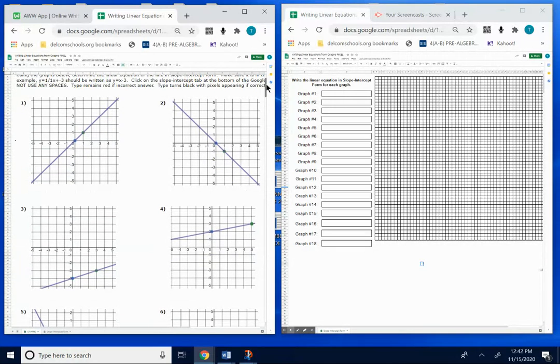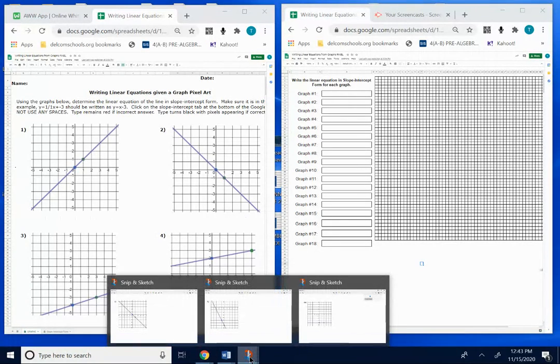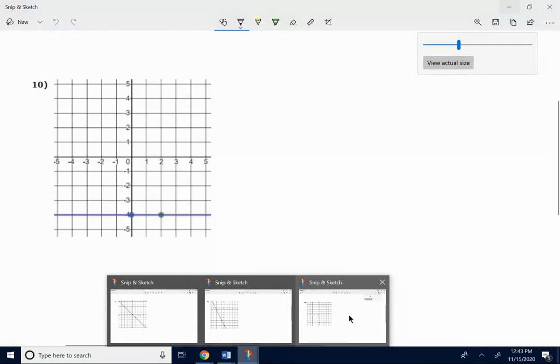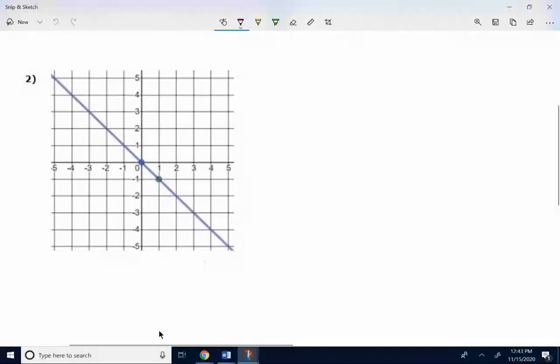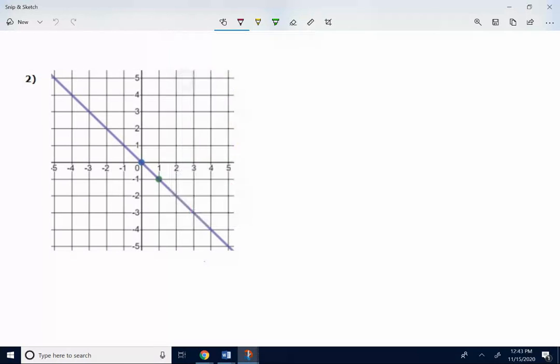Let's do three of these together because I know that these were giving you guys a little bit of trouble earlier. Okay, we can do this. Ask me if you have questions, but we'll do three together. Let's do 2, 5, and 10. Okay, let's look at problem 2. Okay, notice the graph, and we're going to come up with an equation.